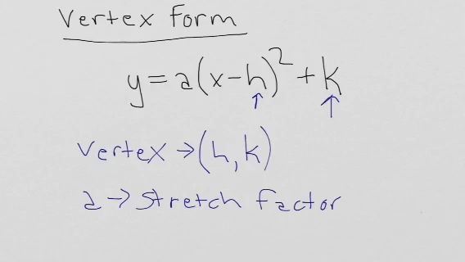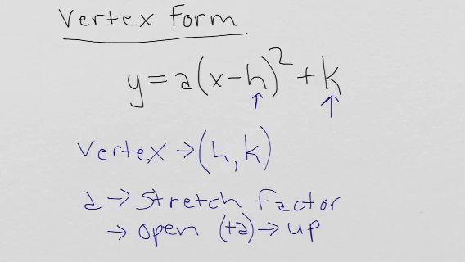Also, the a tells us which way the graph will open. So a positive a means it will go up, and a negative a means it will go down.